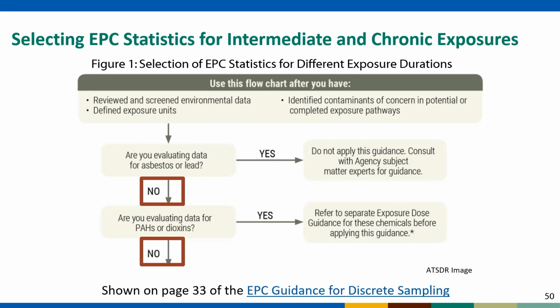Starting with the 18 samples that we had in our daycare, let's calculate an EPC. We are not dealing with lead or asbestos. If you've got those contaminants at your site, you're going to need to be talking to our SME for those topics. We have guidance for evaluating PAHs and dioxins. We won't be covering those chemicals in this webinar, but the guidance to evaluating them is on our PHAGM resources page.